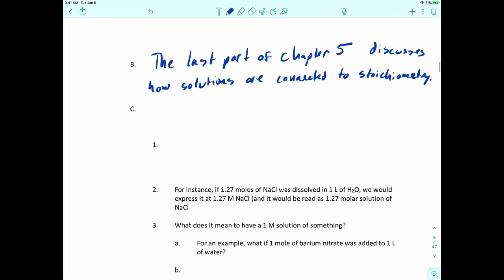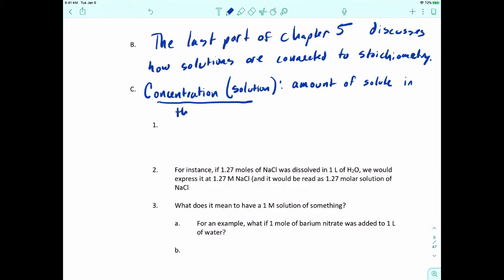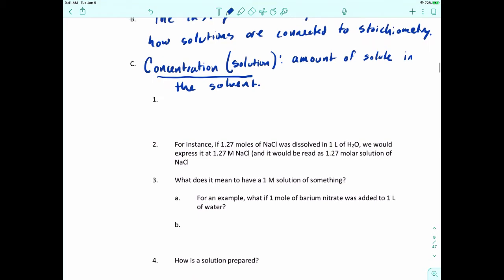Okay, so the way that we define concentration in terms of a solution, we define concentration as the amount of solute, so the stuff that we're dissolving into the solution, the concentration is the amount of solute in the solvent. Okay, so how do we calculate this? How do we define this concentration?